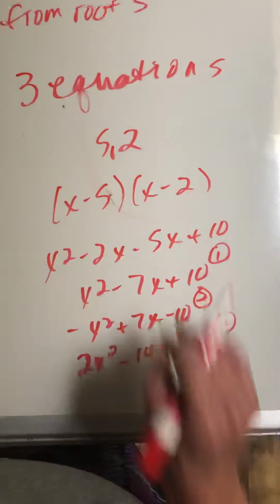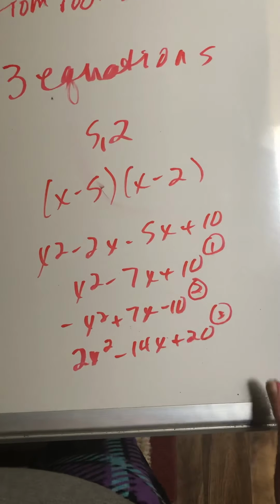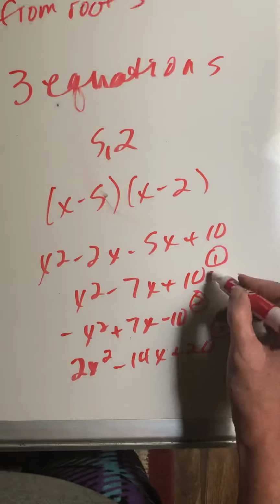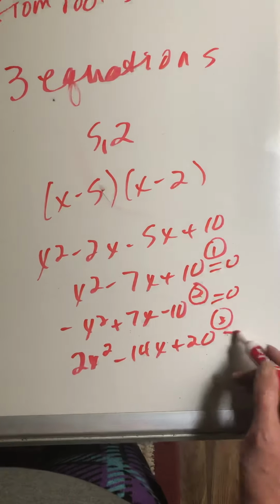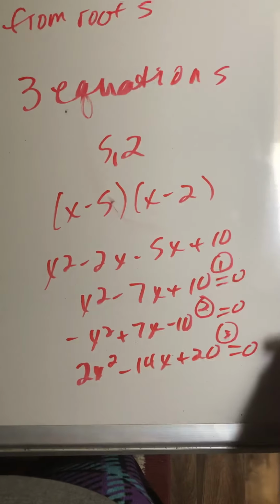They all have the roots 5 and 2. Why? Because I found the original one, and then I just changed something about it to get 2 others. So that's 3 equations. Actually, now they're equations because I put the equal zeros on them. That's 3 equations that have the roots 5 and 2.